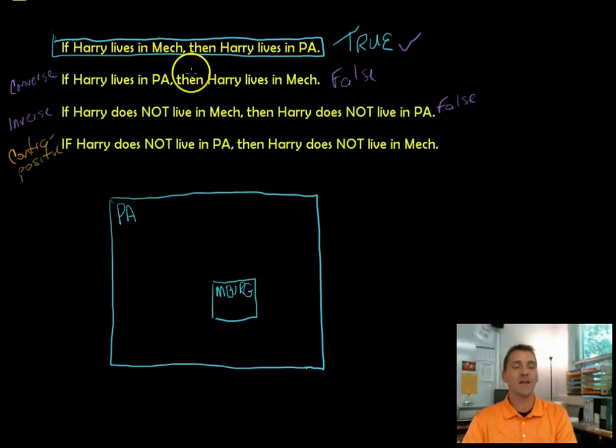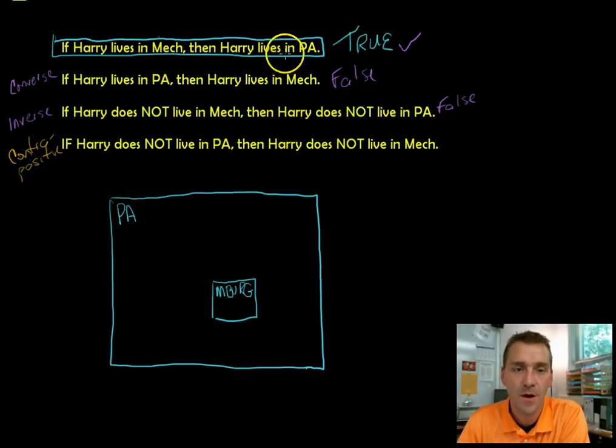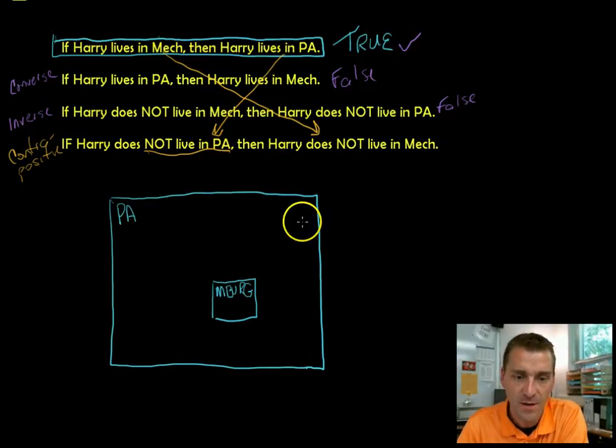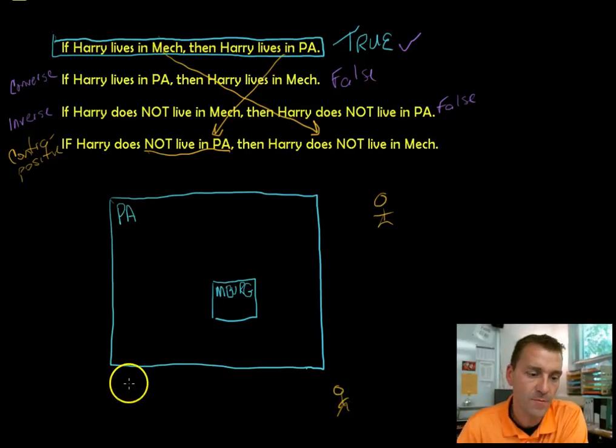So I take the inverse of the converse. So this becomes over here, and you negate it, and this goes over there, and you negate it. Well, let's read this. If Harry does not live in PA, that means he cannot be in this box anywhere. So he can be over here, almost up in New York City, down here in Maryland. He could be over here in Virginia, West Virginia. Again, I don't know why, just kidding, people.